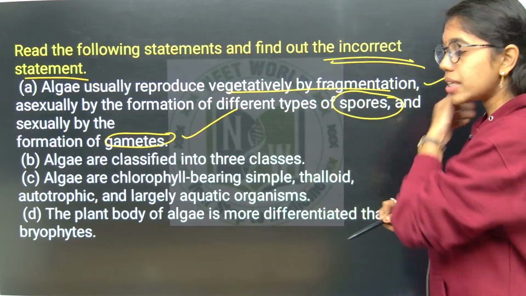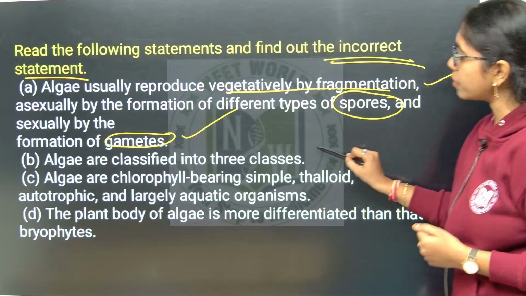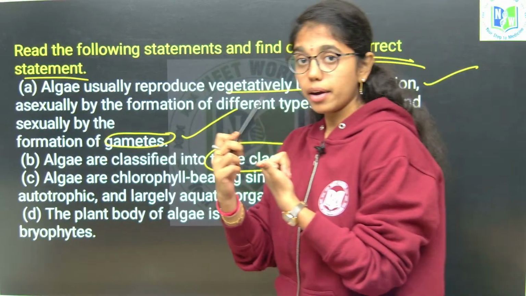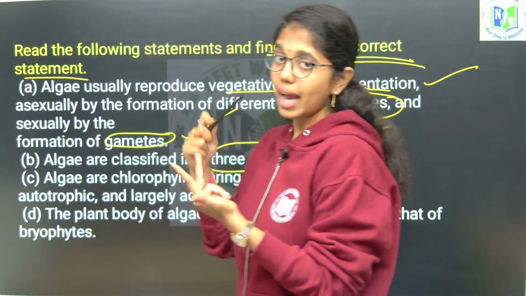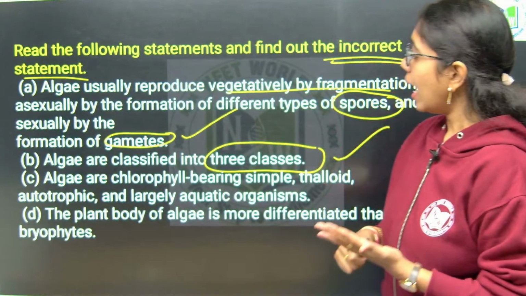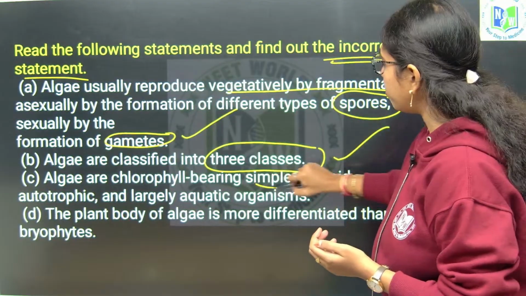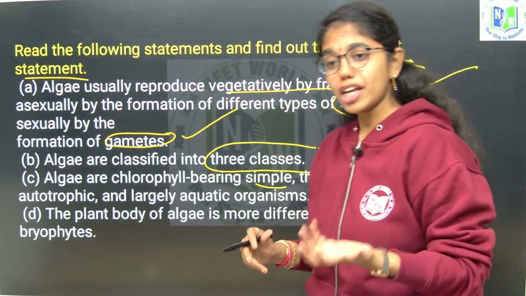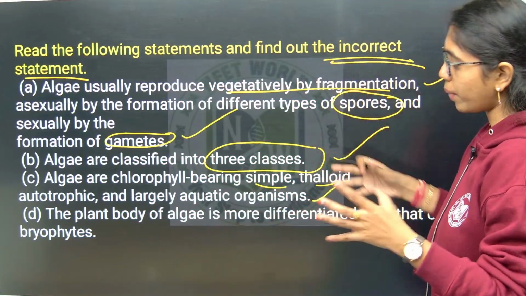Second statement: algae is classified into three classes. True. What are those three classes? Chlorophyceae, Phaeophyceae and Rhodophyceae. And algae are chlorophyll bearing, simple, thalloid, autotrophic, largely aquatic organisms, be it freshwater or marine water, they are aquatic organisms.